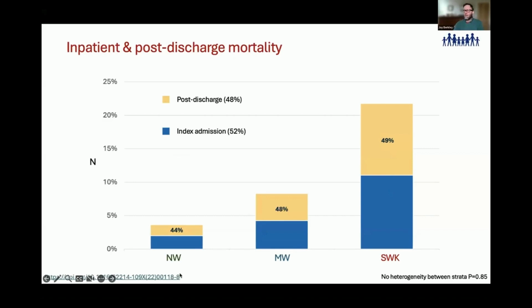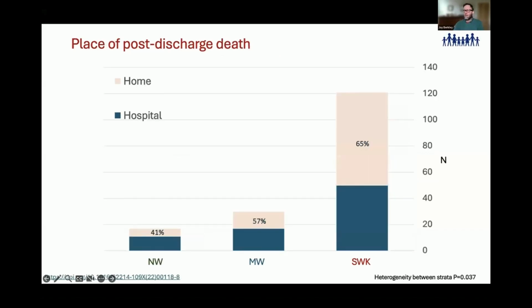When we looked at where deaths were occurring, we were surprised to see that the majority were occurring at home without readmission to hospital, and that was more common in malnourished groups. People weren't coming to hospital when the child got sick.